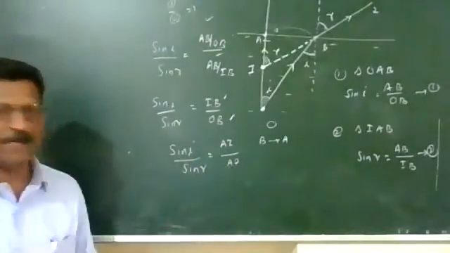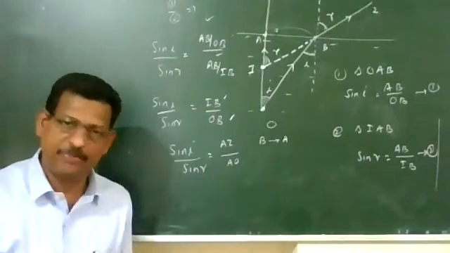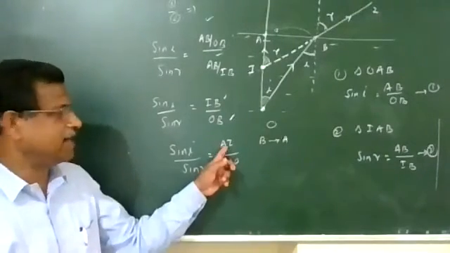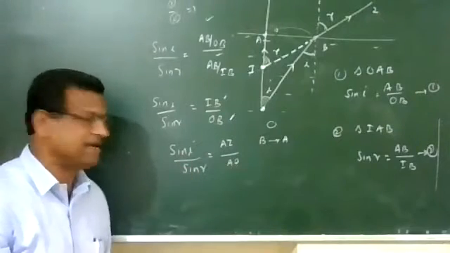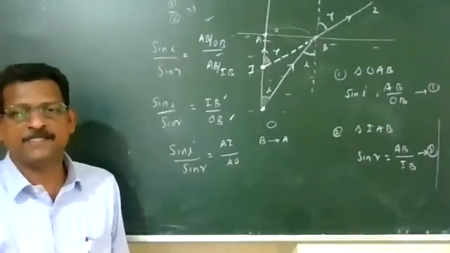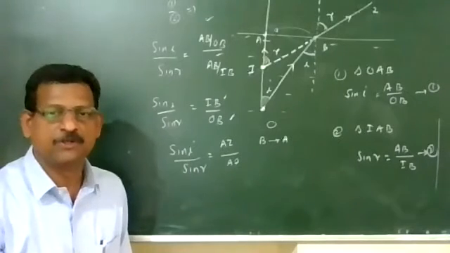So what is here AI? Image distance. What is here AO? Object distance. AI is image distance and AO is object distance. So what is here sin i upon sin r? That is the refractive index of the second medium with respect to the first medium.